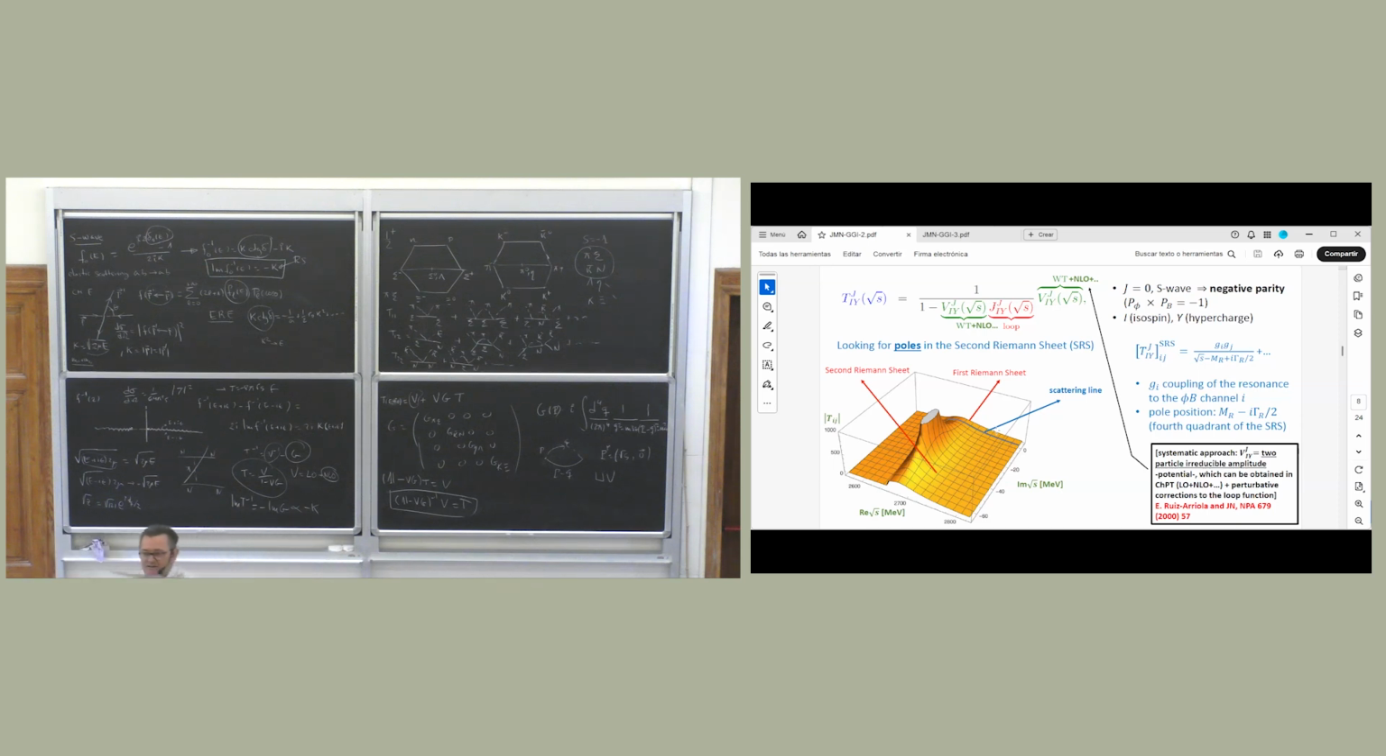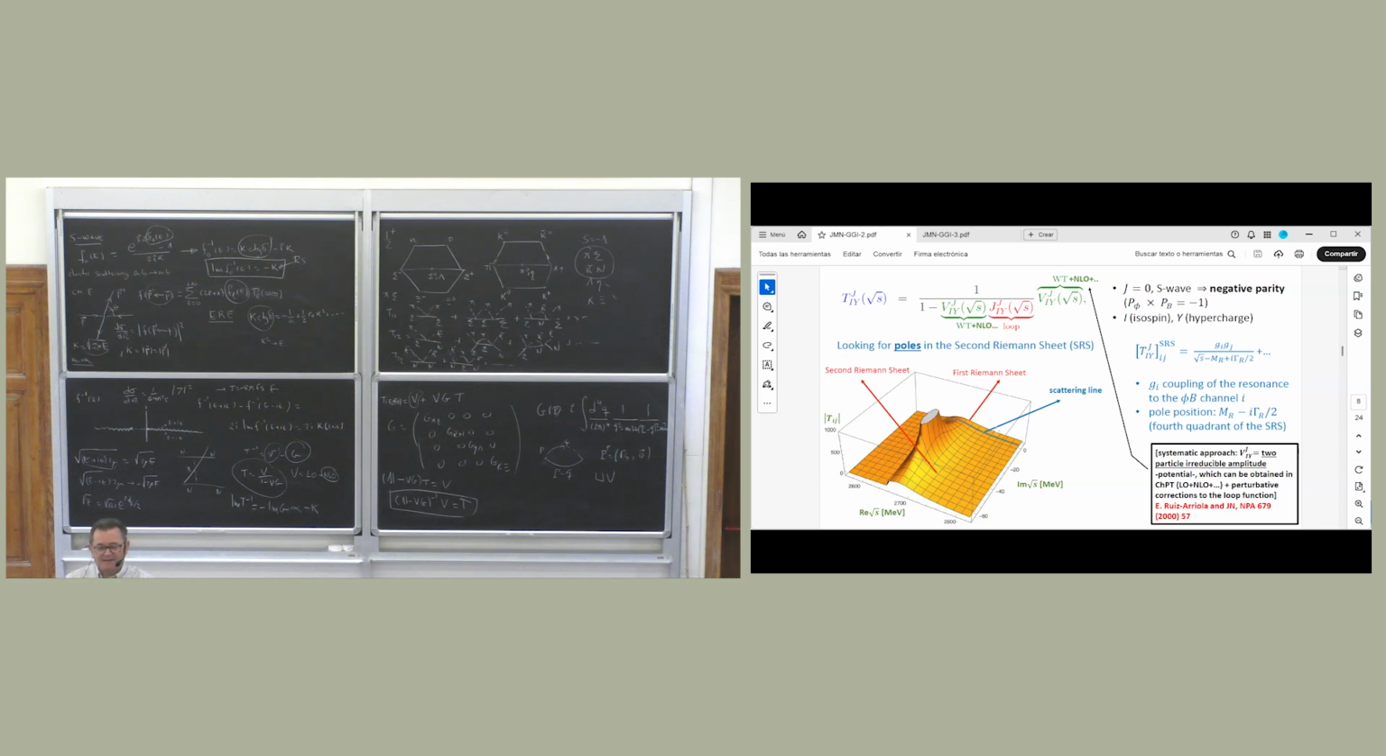This is the first Riemann sheet, and I want to know what is happening here. The scattering line. Okay? The first quadrant. This is the fourth quadrant of the second Riemann sheet. They are not connected. If I have a pole here that is forbidden by causality, I don't care. Okay? I really don't care.